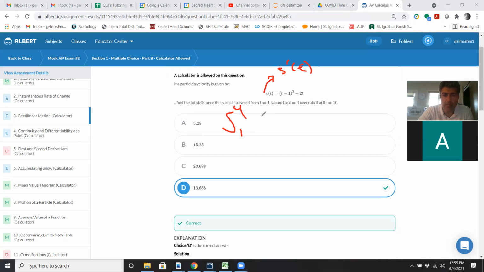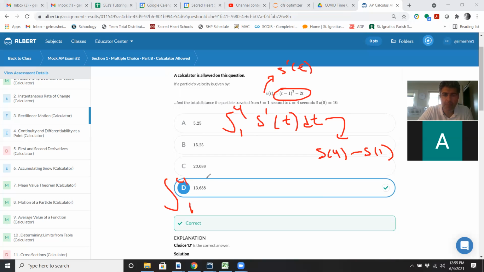You integrate from 1 to 4 of S prime of t dt. Now that's going to equal S4 minus S1. That's FTC. So really, you're integrating this bad boy here from 1 to 4 of our V of t function, or S prime t, same thing, but the function itself is t minus 1 cubed minus 2t dt.